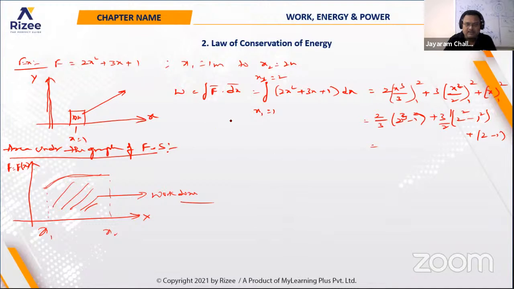Or else you can go for the vectorial conditions also. If the force is given in terms of vectors, directly you can find the work done as the scalar product of the vectors, please. So now coming to the law, as we have said, whatever work done is there is being converted, or you are transferring the energy from one form to another form.